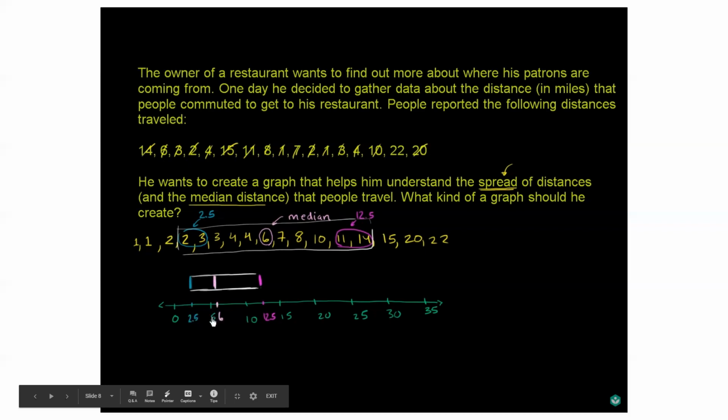And then the whiskers of the box and whisker plot essentially show us the range of our data. Let me do that in a different color that I haven't used yet. I'll do this in orange. Look, the numbers go all the way up to 22, so let's say this is 22 right over here. And they go as low as 1. 1 is right about here. Label that, so that's 1.